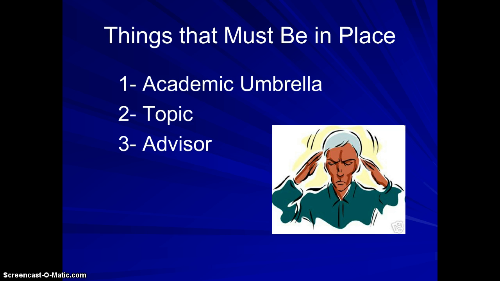There are several things that must be in place before completing a capstone project. Number 1, the academic umbrella. Think about whether you would do an interdisciplinary honors thesis or a departmental honors course. Consider taking the Intro to the Thesis class. Secondly, the topic. Begin thinking early on about your topic. Finally, the advisor. Begin consulting with your advisor early on in the process.